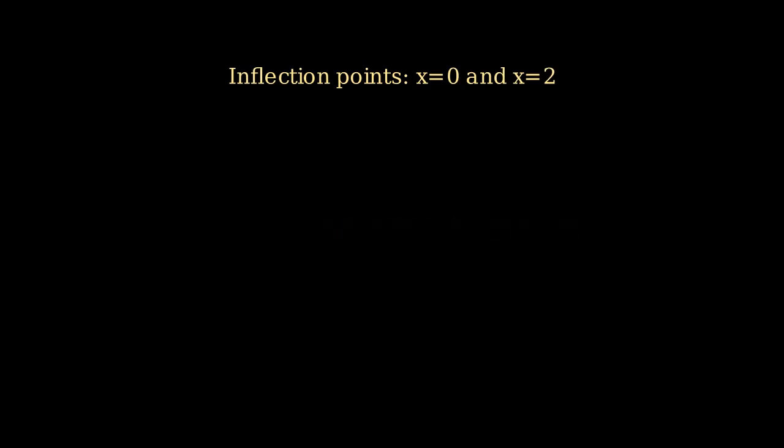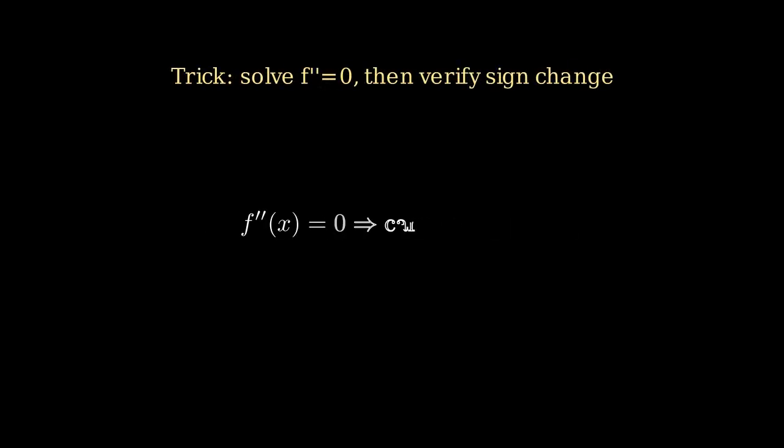Here's the trick for locating inflection points reliably. First solve for where the second derivative equals 0, but never stop there. Always go back and check that the second derivative genuinely changes sign on either side of that point, because a 0 of the second derivative is not automatically an inflection point.